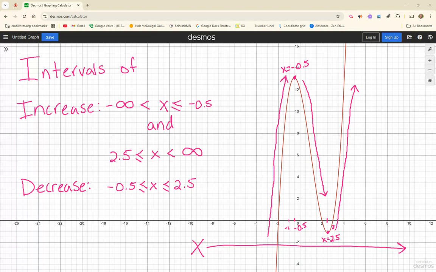So again, to recap, observe the graph from left to right. If the graph is going up, it's increasing. If the graph is going down, it is decreasing.